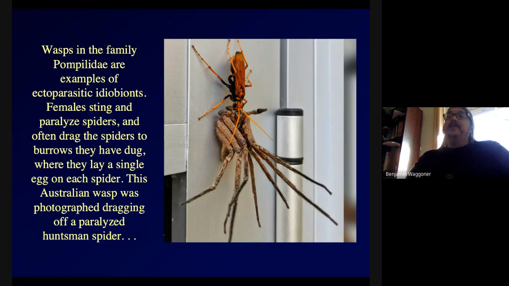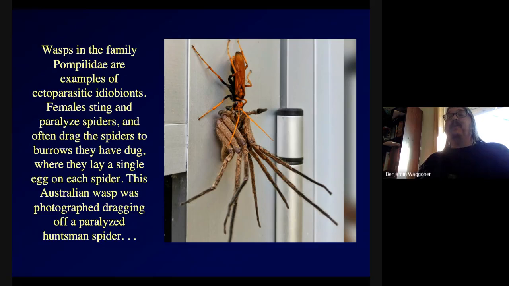The females sting and paralyze spiders. If they get a burrowing spider, they might leave it where it is, but in many cases, they will excavate a burrow beforehand and drag the spider to the burrow, stuff it down in the burrow, and lay a single egg on top of each spider. The spider is still alive. You don't want the spider decaying on you. Well, not want, but I mean, that's not adaptive.